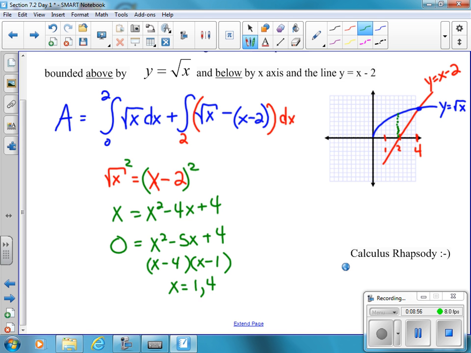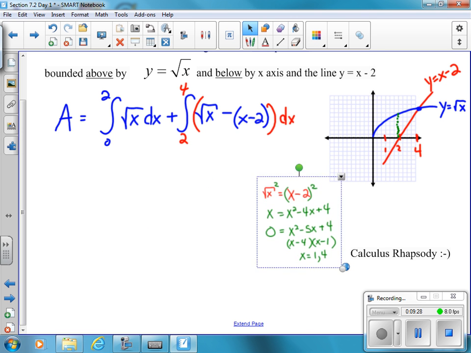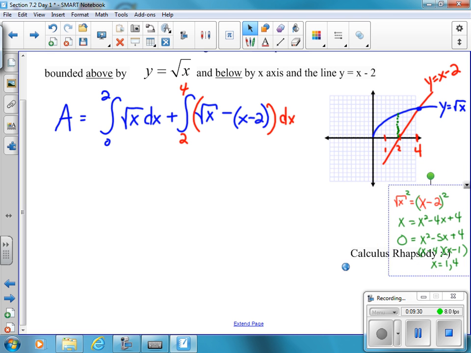They don't actually intersect at 1, I don't know why that comes up. But anyway, we're going to x equals 4, because that's where the two meet on the right-hand side. So our limit of integration then is going to be 4. And now we can figure out the area between the two curves using these two antiderivatives.